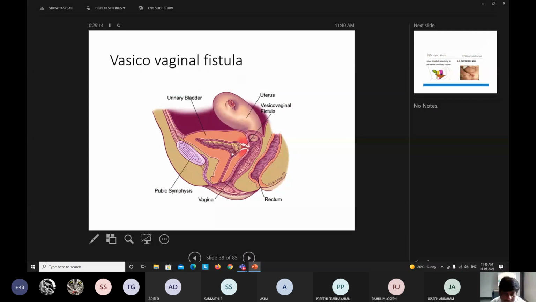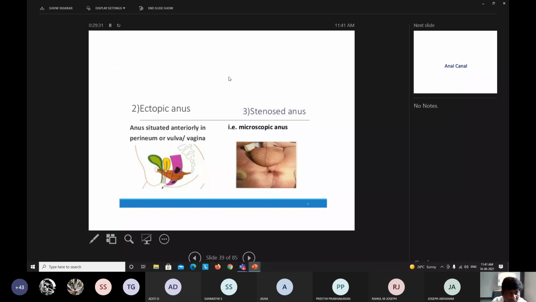Vesicovaginal fistula. Here, between the urinary bladder and the vagina, there is a connection. This abnormality is called a vesicovaginal fistula. And one more is ectopic anus. See here, the anus is situated anteriorly in the perineum or in the vulva or vagina. Anywhere the anus opens, this is called ectopic anus. And microscopic anus: sometimes the opening is too small, so it is difficult to see. That is called a microscopic anus.